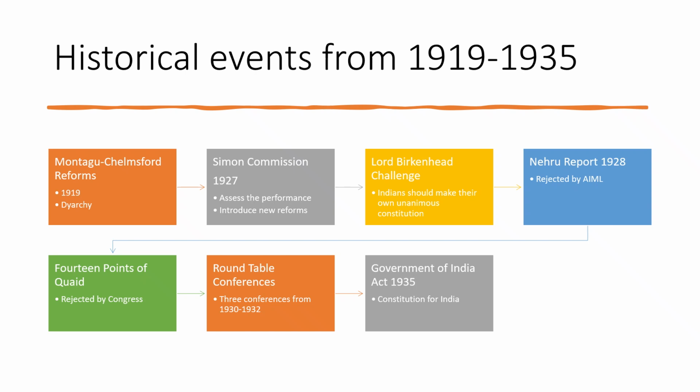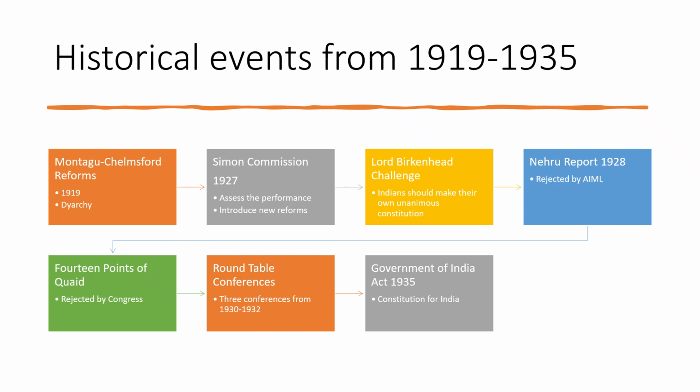So the British government announced in 1930 that we should hold some conferences in London. Then the 3 roundtable conferences were held in London where all the political leaders of India were invited to discuss the political issues of India and to formulate a working constitution for Indian people. Then students, this Government of India Act is the outcome of these roundtable conferences.